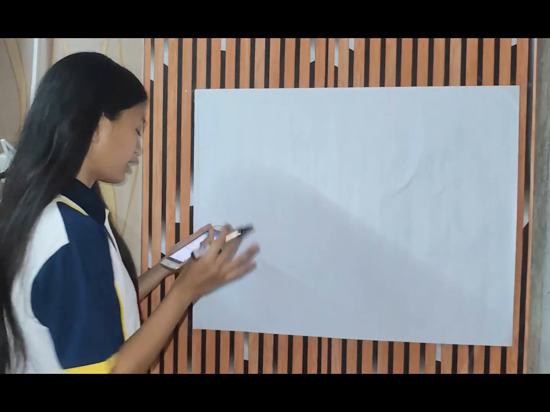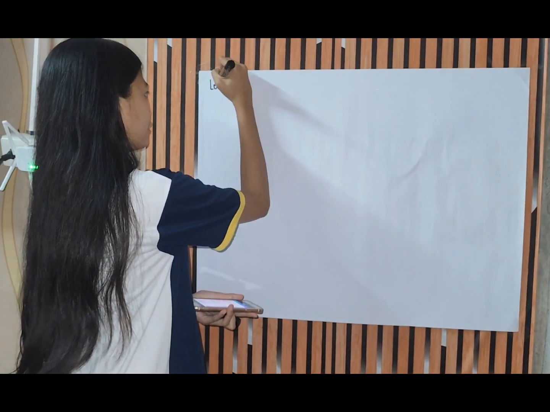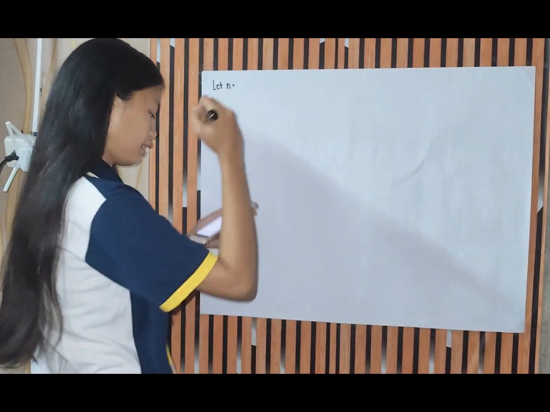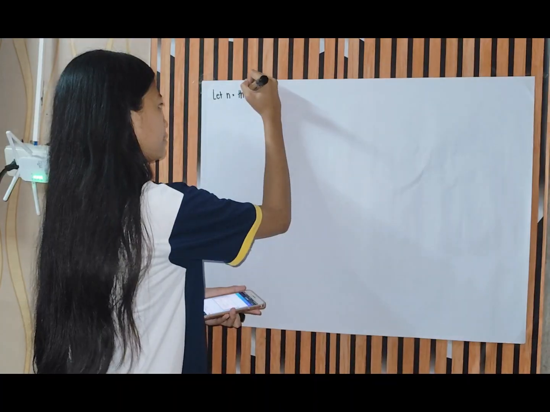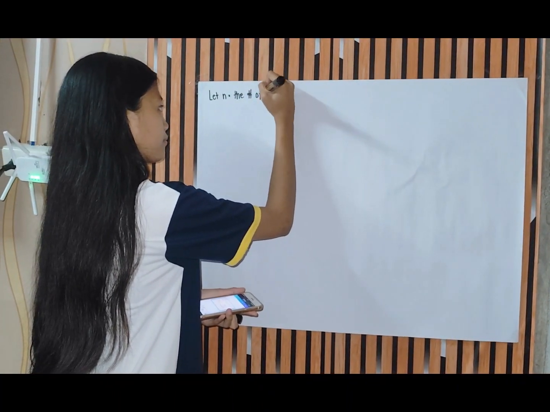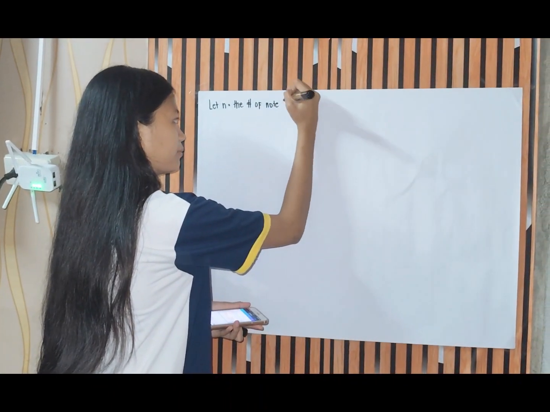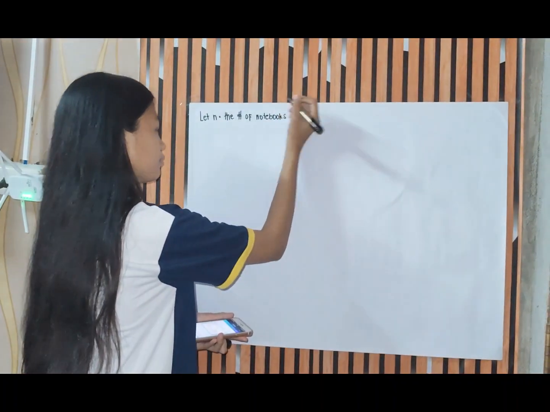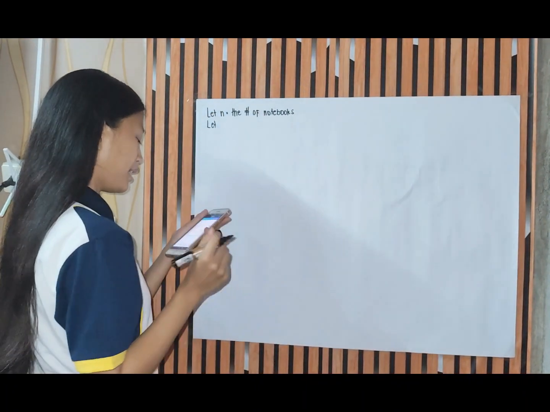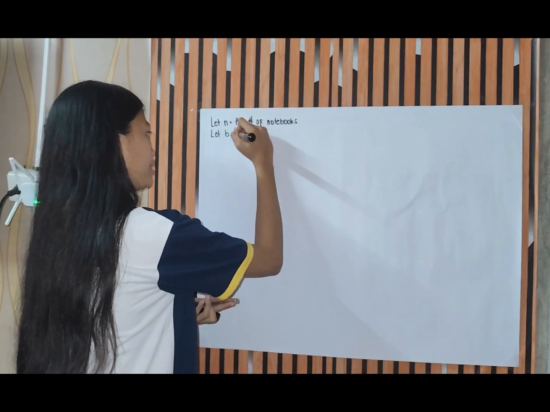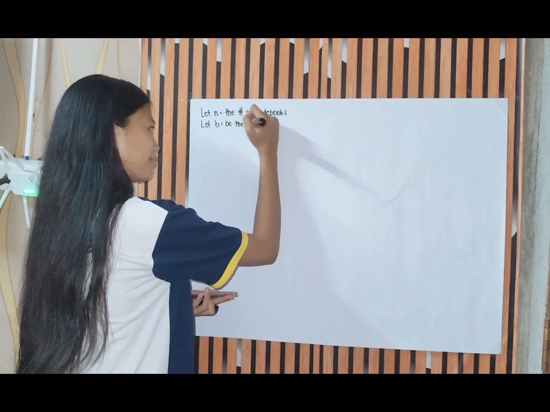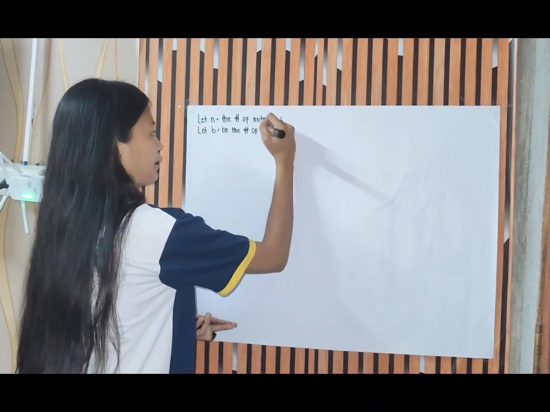So for our second problem, again, the first thing that we need to do is identify the given. There we have the notebooks and the ball pen. So that is our variable. Let n be the number of notebooks, and let b be the number of ball pens.